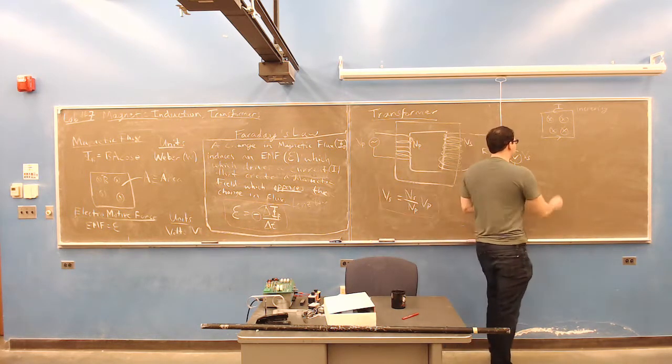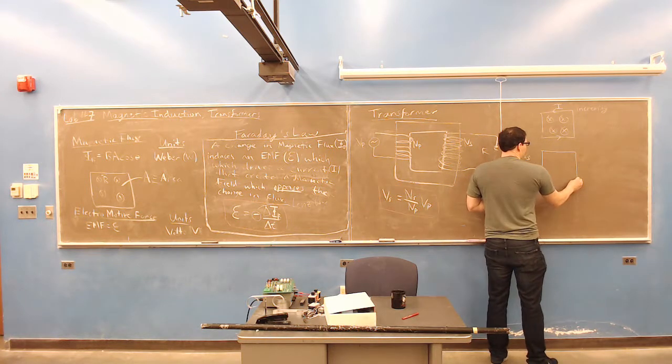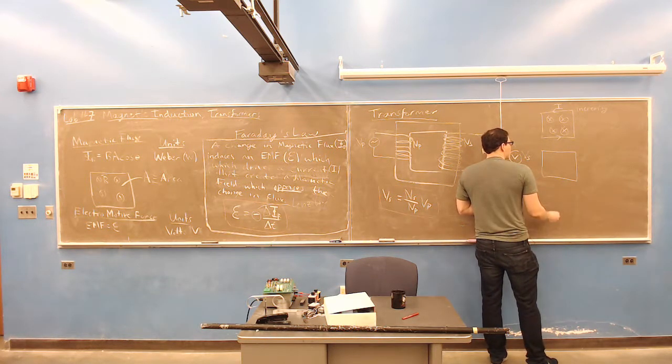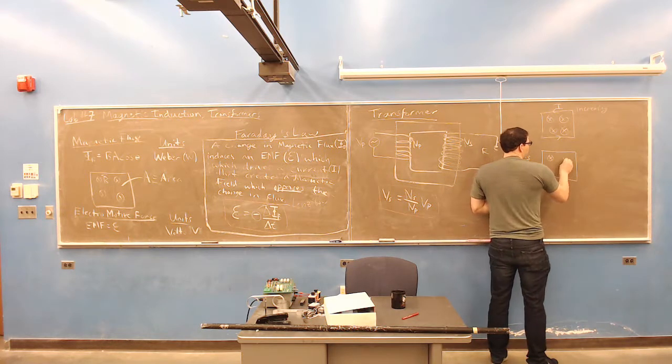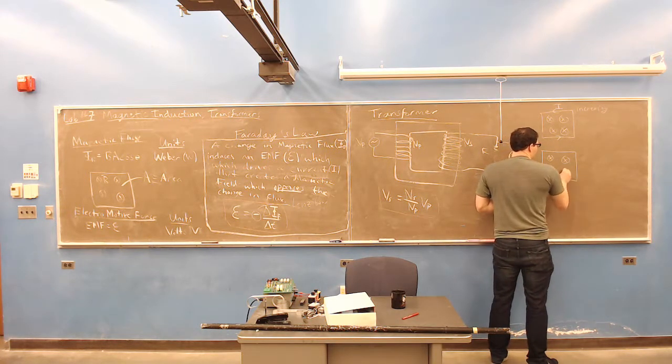All right, let's do another one. So now I'm going to have the B field into the board, but decreasing.